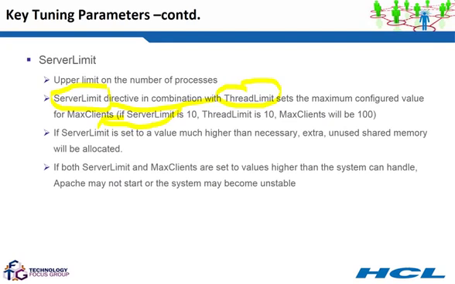If server limit is set to a value much higher than necessary, extra unused memory will be allocated. Again, same problem as with other directives. If you are setting it too high, then you are basically allocating memory which will never be used, because there will not be that much load on the system. So it has to be set properly. If both server limit and max client are set to values higher than the system can handle, Apache may not start or the system may become unstable.